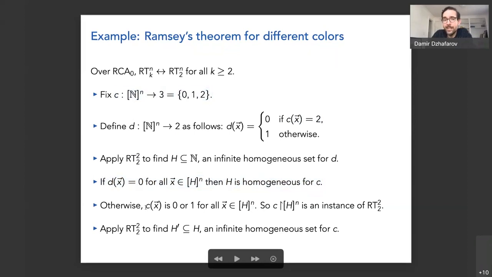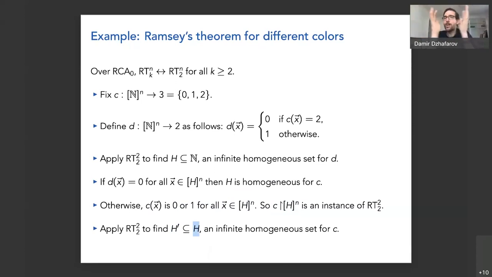It could, however, be that D of x is 1 for every tuple in H. Well, in that case, what does that mean? It means that C of x is either 0 or 1 on every n-tuple from H. So if I look at C restricted to the n-tuples from H, I have another instance of RT22. It's a two coloring on H, not on all of the n-tuples, but on H, C only takes two colors. So let's apply RT22 again. This time we find a homogeneous set contained in H, and that's an infinite homogeneous set for C.